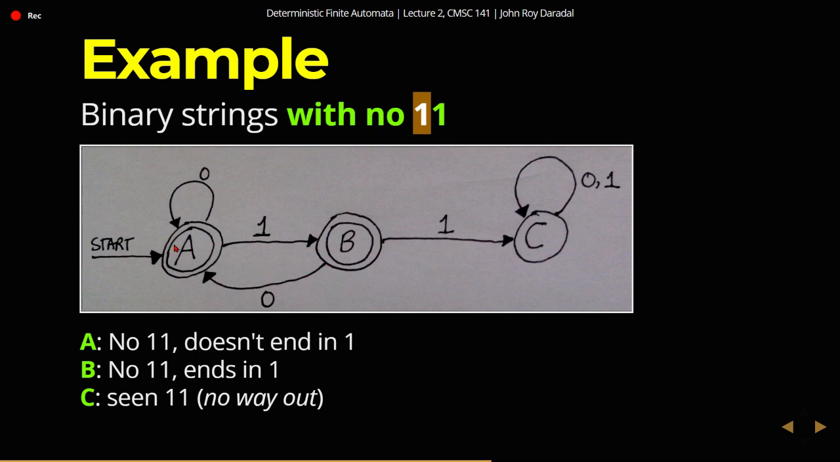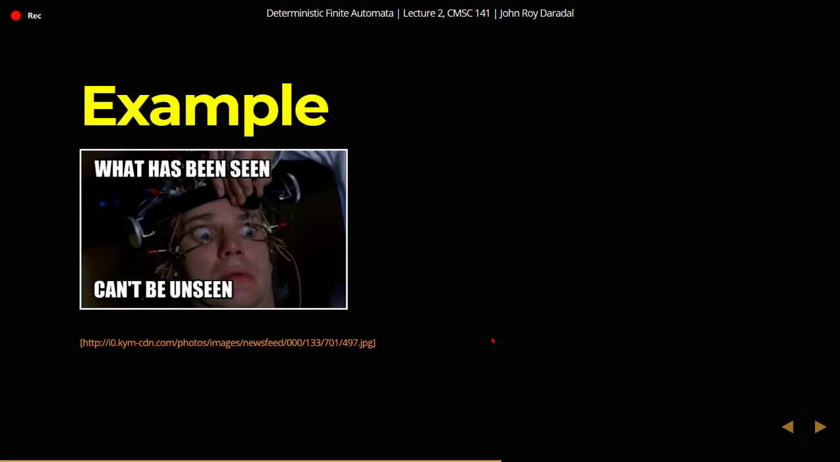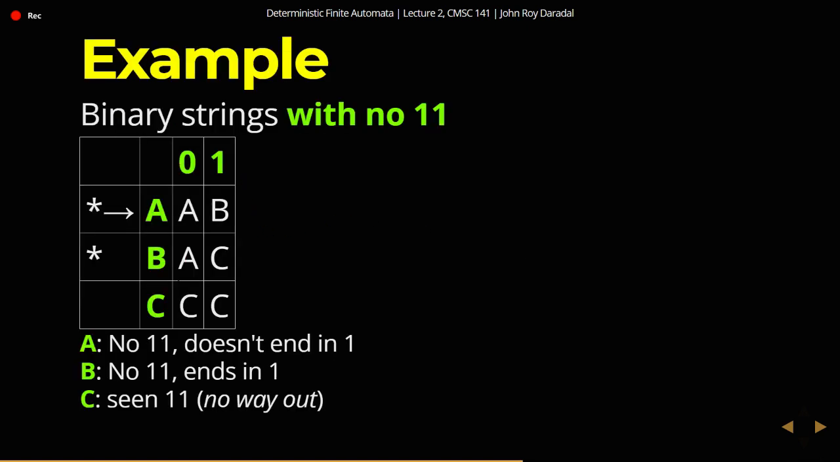But if you see a 0, it will go back here, right? But once you've seen another 1 from state B, so you've already seen a 1 earlier, and then if you see another 1, then you have seen 1, 1. And in state C, there is no way out because you have seen 1, 1 already. So that cannot be accepted anymore, no matter what comes after that. Okay? So in this case, what has been seen cannot be unseen. Okay? Does that make sense? So this is the corresponding transition table for that transition diagram earlier.